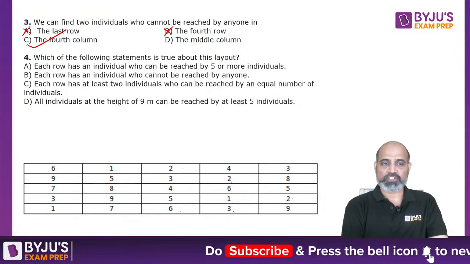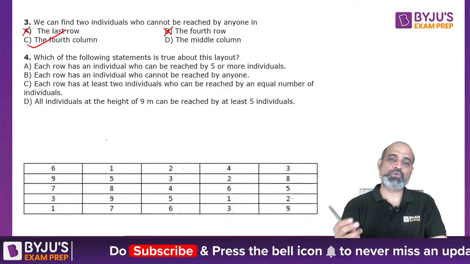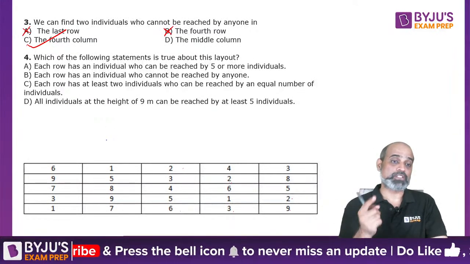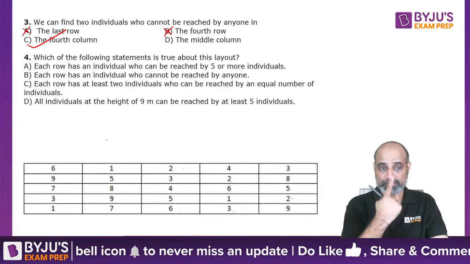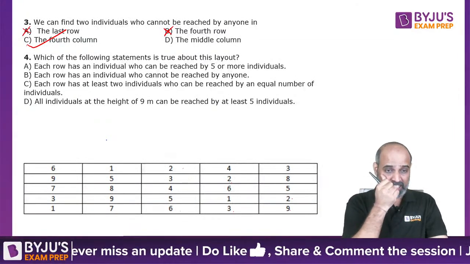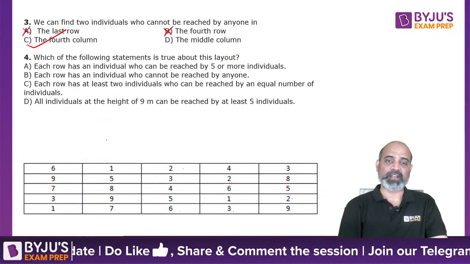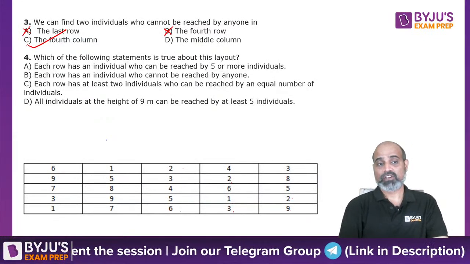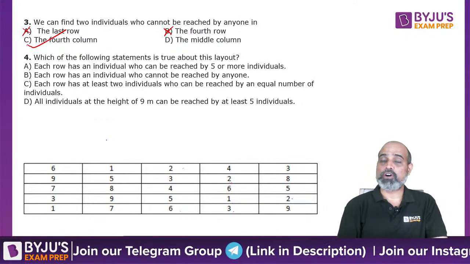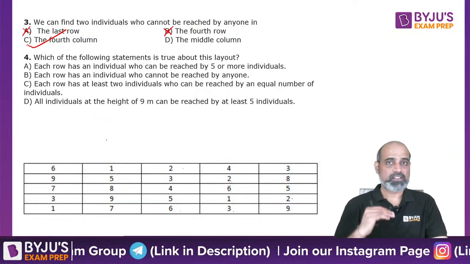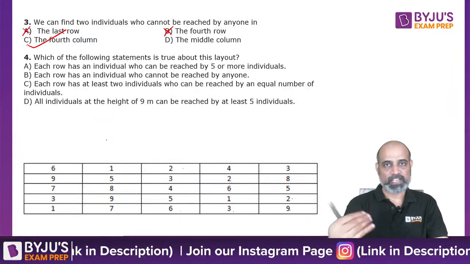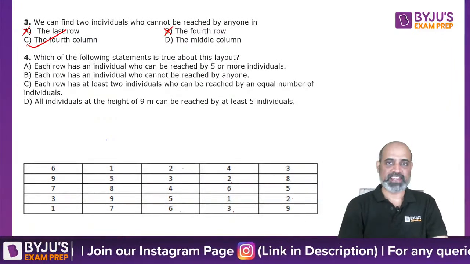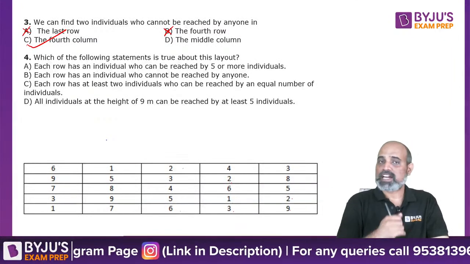C option: Each row has at least 2 individuals who can be reached by an equal number of individuals. This is the most calculative one. D: All individuals at the height of 9 meters can be reached by at least 5 individuals. This is also relatively easier. So we are going to check either B or D in the beginning. B first, D later, or D first then B. After that we will check A and C. So let's start with B.